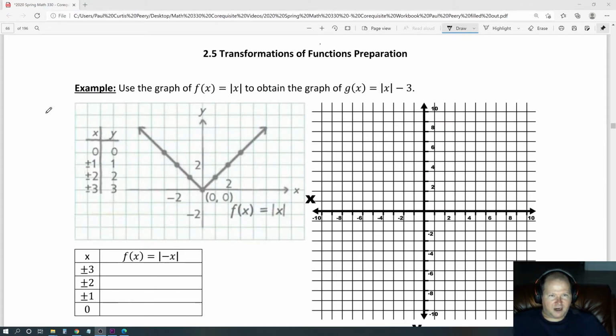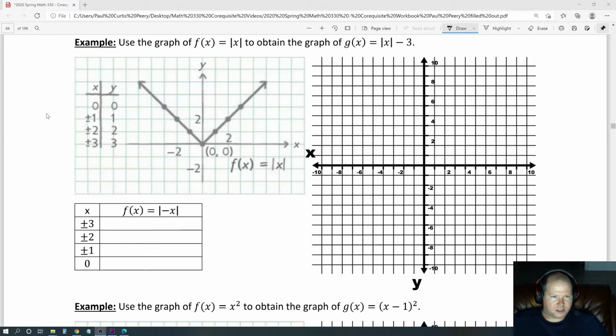2.5, transformations of functions preparation. Use the graph of f of x is equal to the absolute value of x to obtain the graph of g of x is equal to absolute value of x minus 3. Okay, so we're going to start with the parent function, so I'm going to graph this first. So it looks like we have a point in the middle, 0, 0, here, here, and here, and we also have a point here, here, and here. So we just draw it right out, and then right this way.